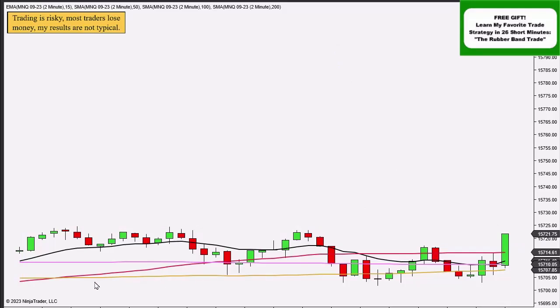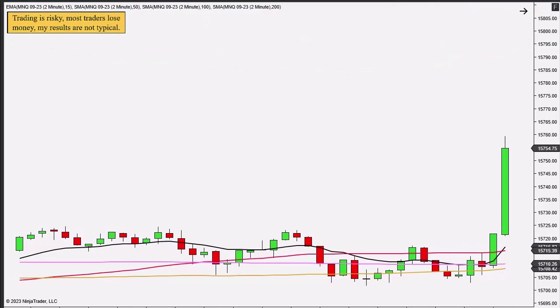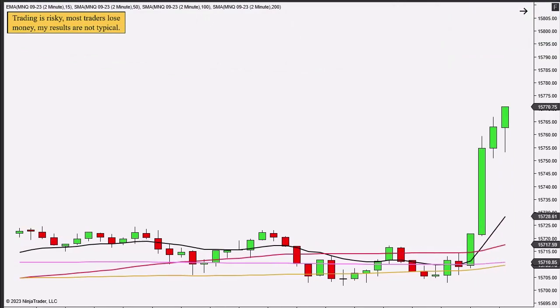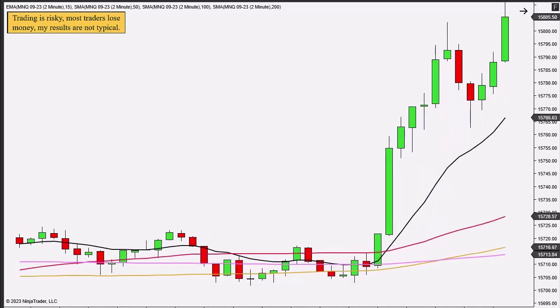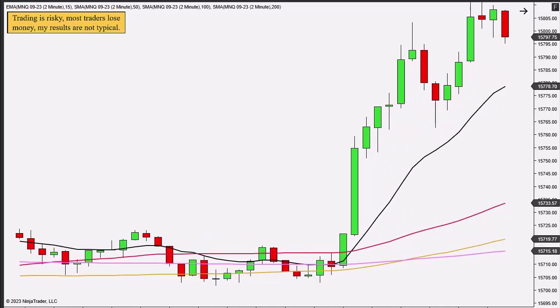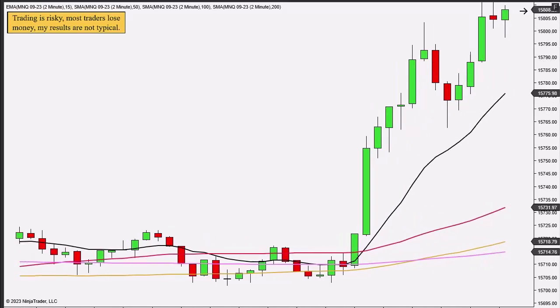So what we want is for it to break out of these moving averages. I'm going to go forward a little bit here, and then we're going to come back and I'm going to show you. So boom, there we go. We get a nice big breakout, and that's exactly what we're looking for. Now, there's a nuance here, and there's also an entry. So let's go back, and again, I'll give you the specifics.